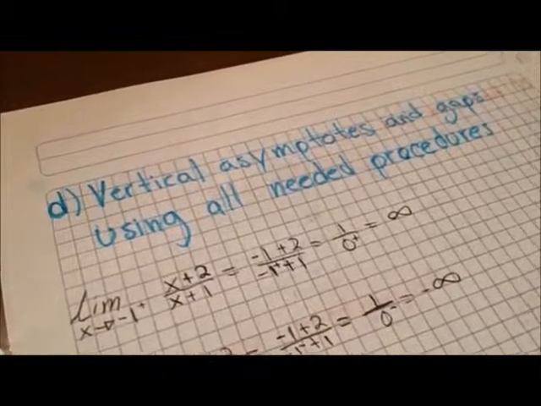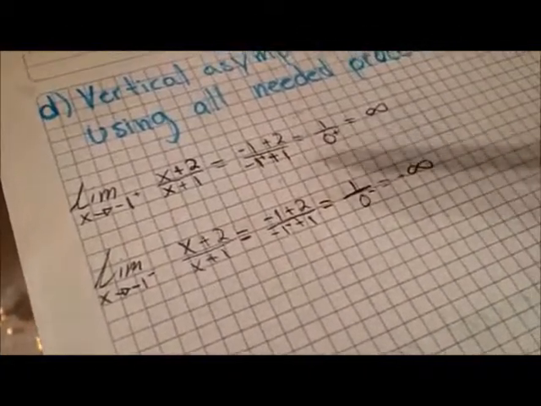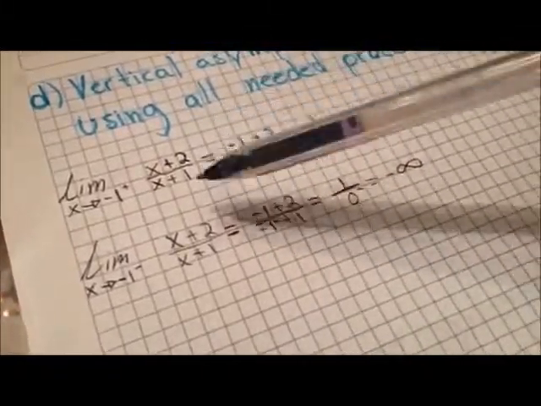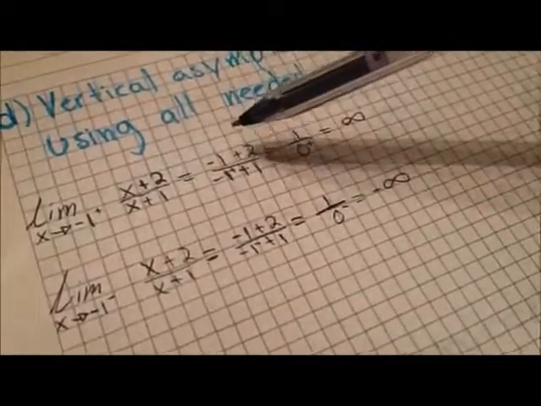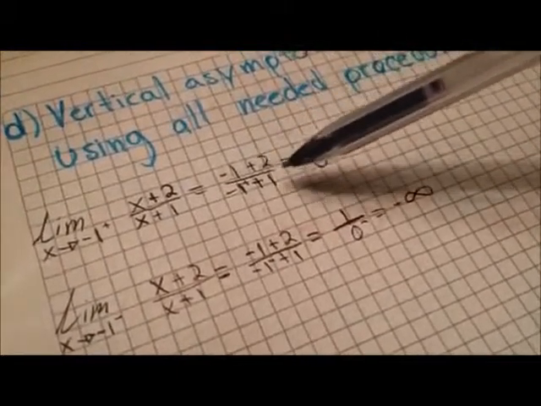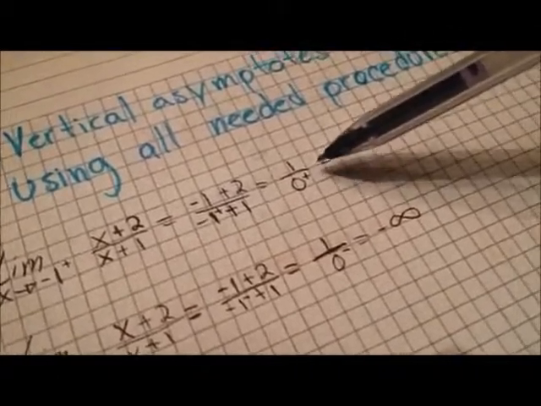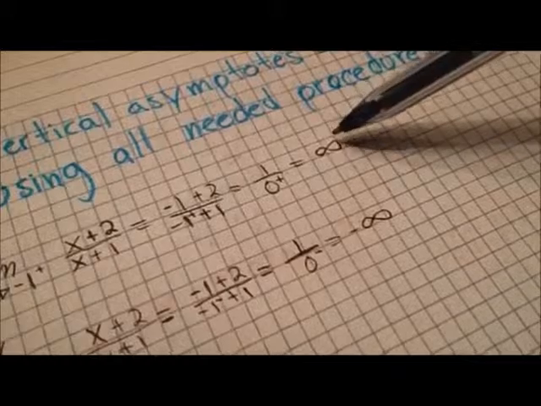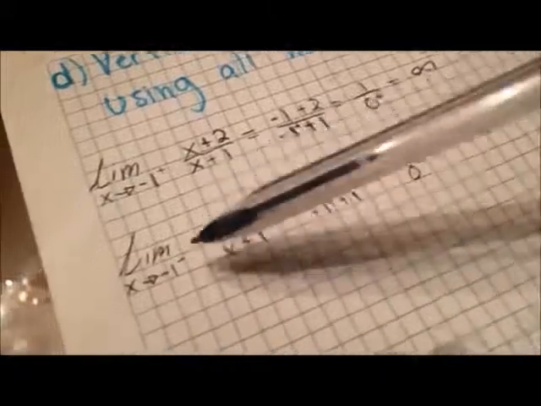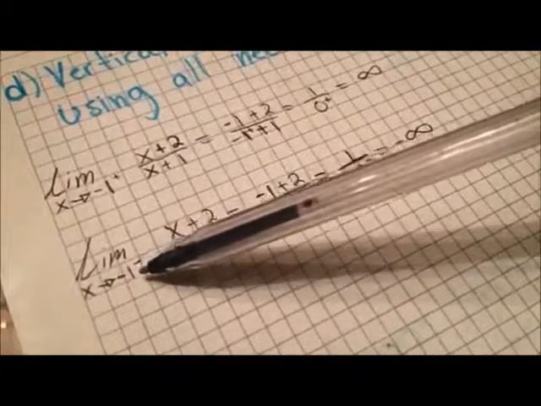Vertical asymptotes and gaps using all needed procedures. First, we have to calculate the limit of x when it approaches minus 1 from the right. This is the original function, and we have to substitute the minus 1 in the x. We simplify, and we get 1 over 0 with the positive sign, and this is equal to positive infinity.